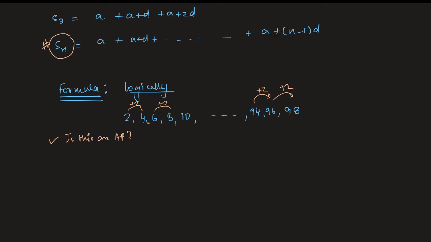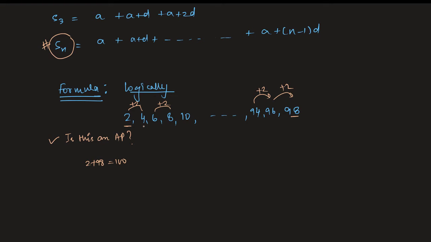Now we need to find the sum of this. One way of doing it is using a calculator: you start adding 2 plus 4 plus 6 plus 8 plus 10 and keep on adding till 98 and figure out the sum. The other way, let's start with the simple part logically. What is the sum of the first and last term? That is 2 plus 98, which is 100.